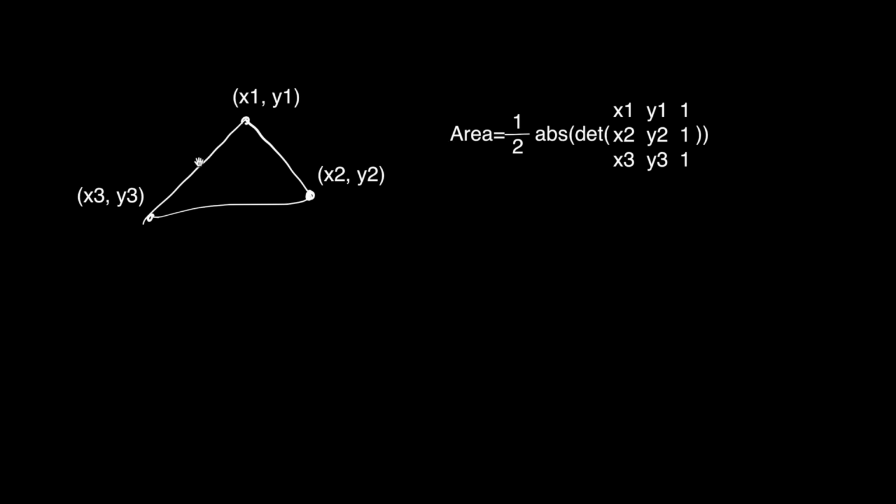And the reason why the order that we call points 1, 2, and 3 matters is because depending on that order, the determinant of this matrix might be either positive or negative, but it doesn't actually affect our results because you're going to be using an absolute value anyways.